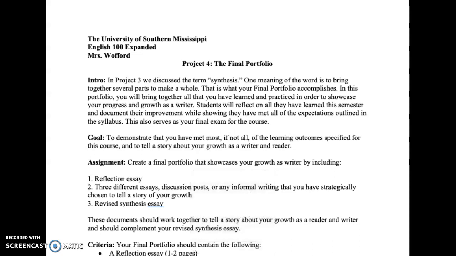Hi everyone, I'm going to go over your final portfolio assignment sheet with you. So let's get started and talk about what this project 4 final portfolio looks like.